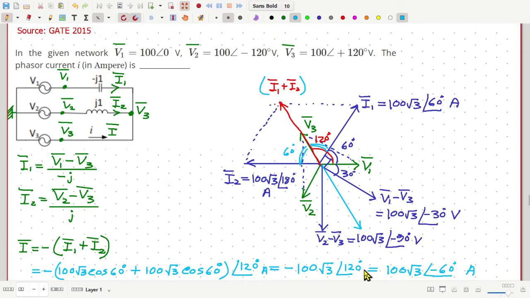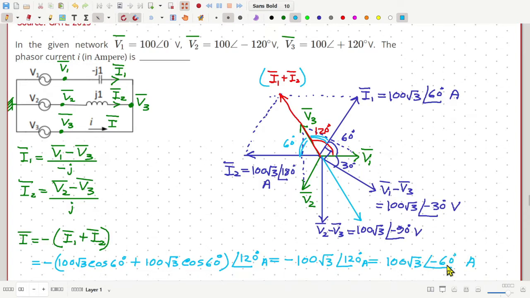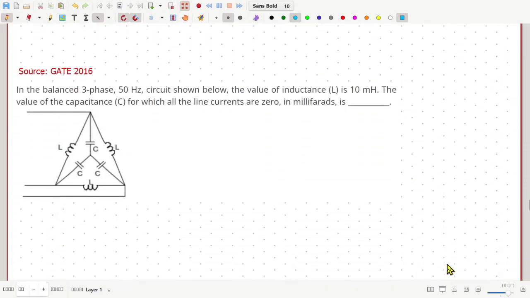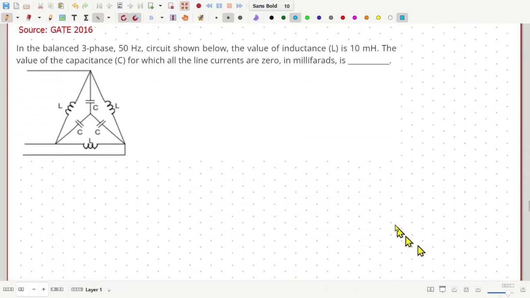Ampere. So this is the answer. Now let us move to another question.